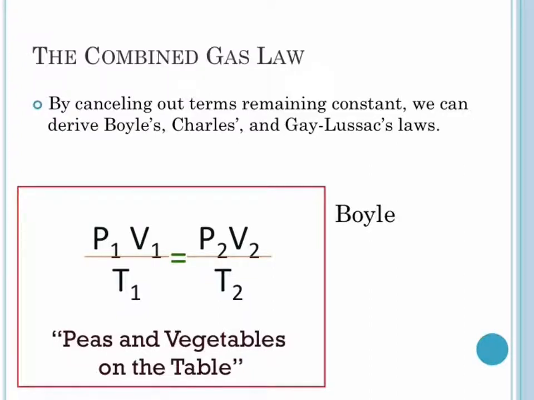Boyle's law. When we have Boyle's law, what do we hold constant? If P and V is in our equation, then we're holding T constant. In Charles's law, out of these variables, what do we hold constant? P. All right. Gay-Lussac, what do we hold constant is V.